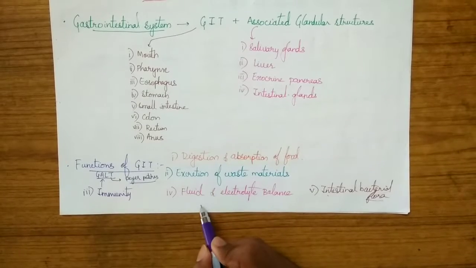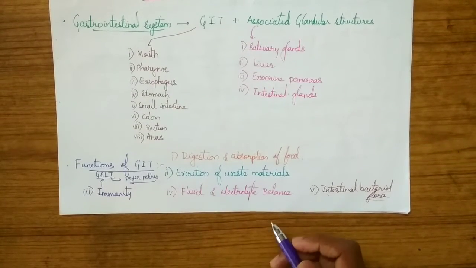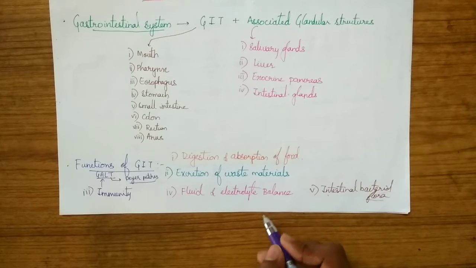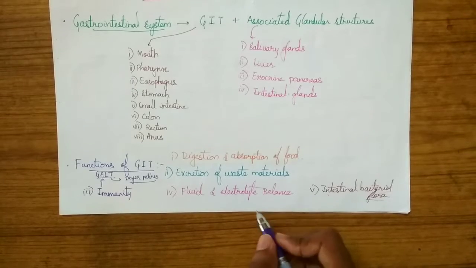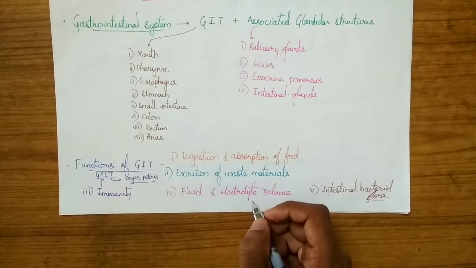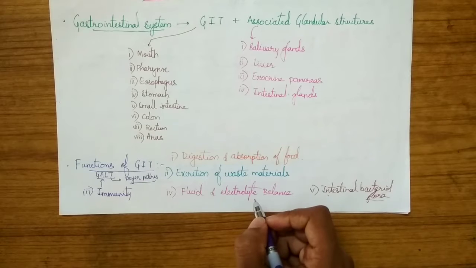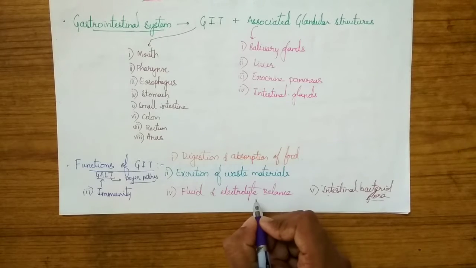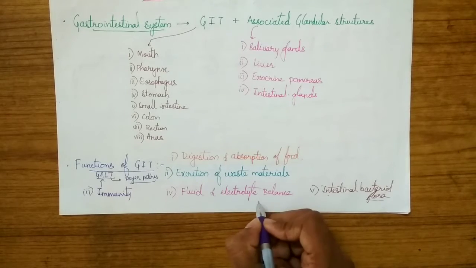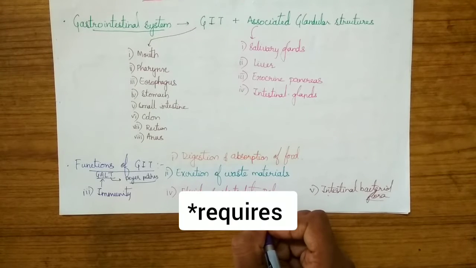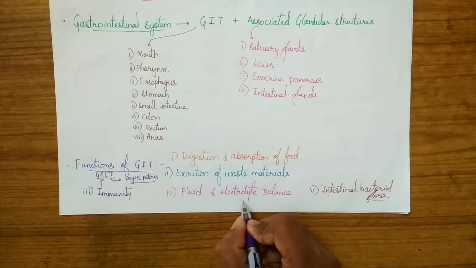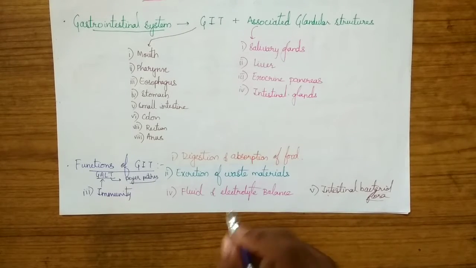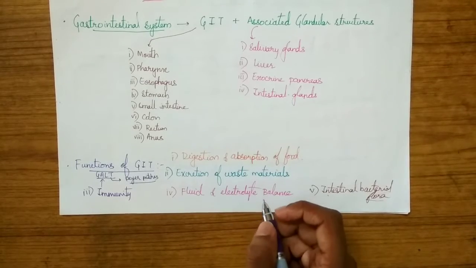The next function of the GIT is fluid and electrolyte balance. As you know, we intake almost 1 kg of food every day and 1 liter of water. Except the 1 liter of water which we intake, 7 liters of water is secreted into the intestine. So to metabolize and absorb this, it requires a lot of energy, and it maintains fluid and electrolyte balance. When the fluid and electrolyte balance of the GIT fails, it can cause diarrhea and constipation.